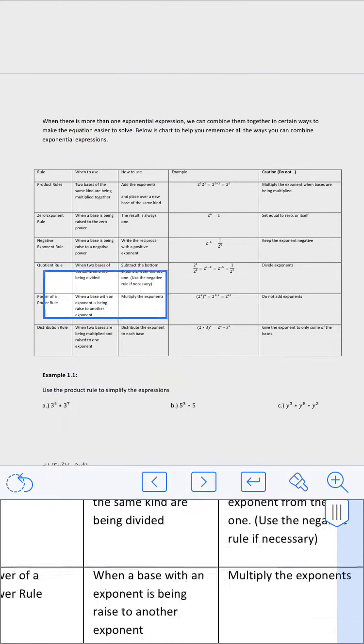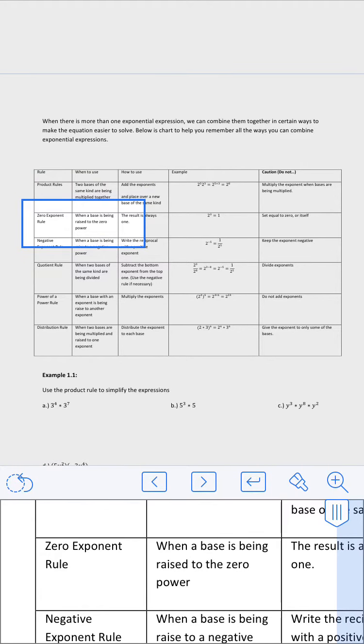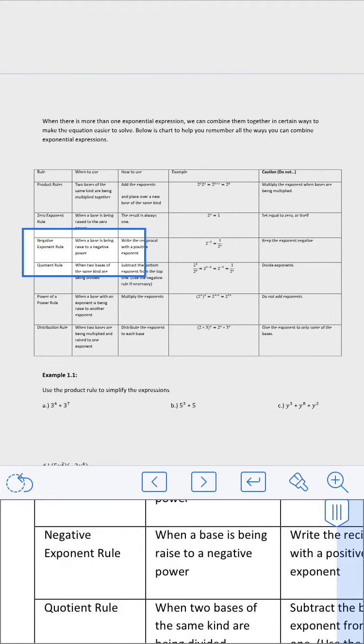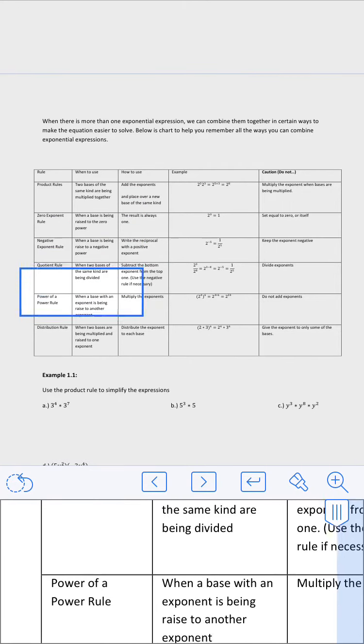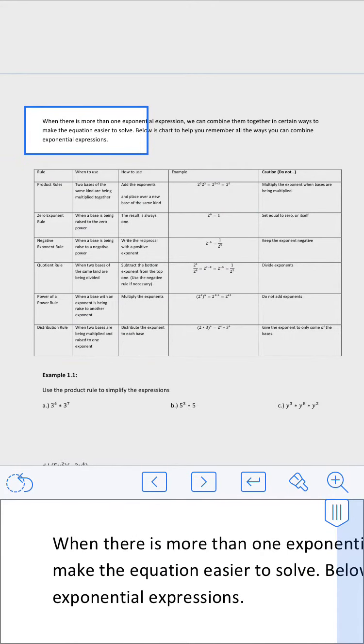Alrighty, so exponent rules. There are 6 of them. First one is called the product rule. Then you have the zero exponent rule. I'm just going down this little chart here. Negative exponent rule, quotient rule, power over power rule, and distribution rule. There are 6 of them. Chances are you've probably seen these before. We are not going to read this entire table because I am fully aware that you guys are in 9th grade now, and you can read, hopefully.